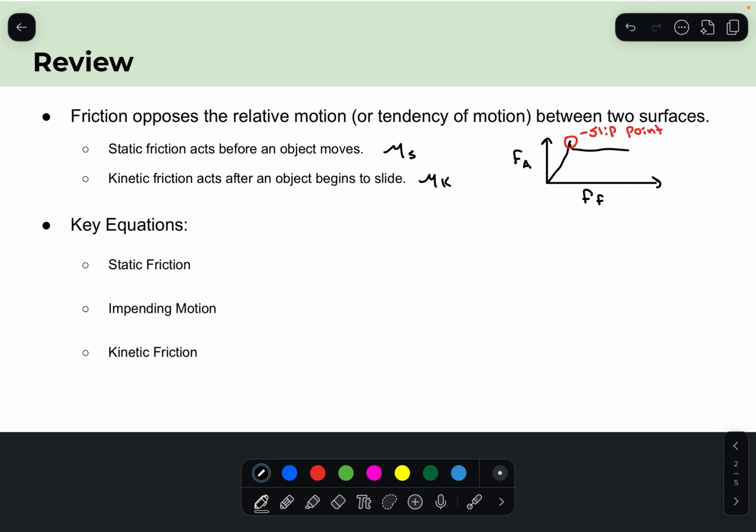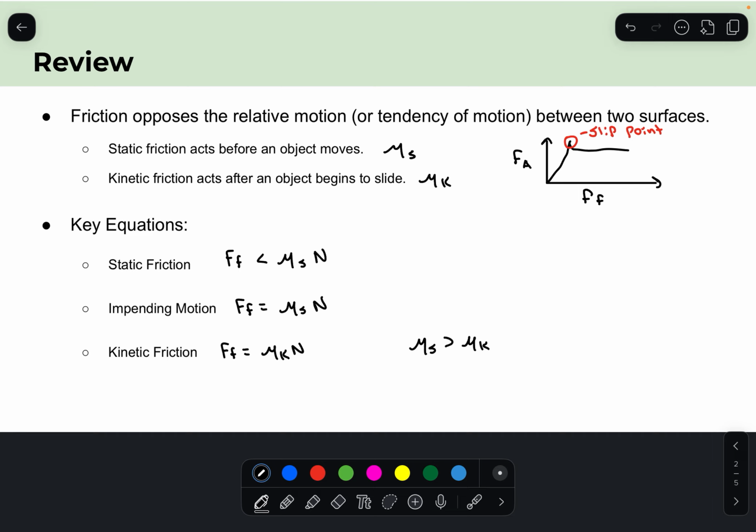So for static friction, this is where the force of friction is less than mu s times N. Impending motion is where the force of friction is equal to mu s times N. And then the force of kinetic friction is equal to mu k times N. Note that mu s will always be greater than mu k, right?